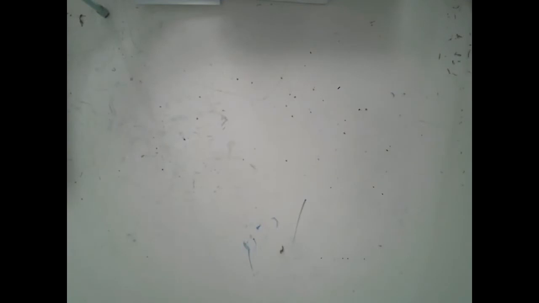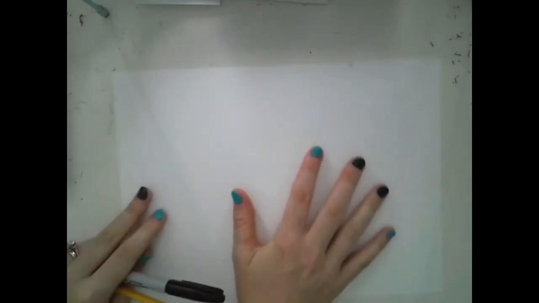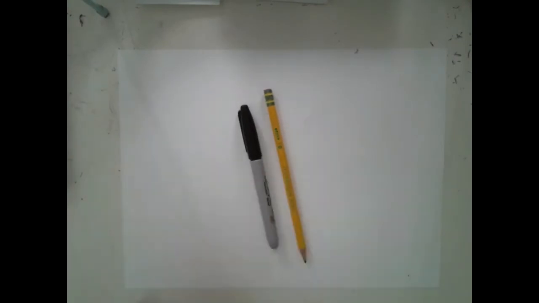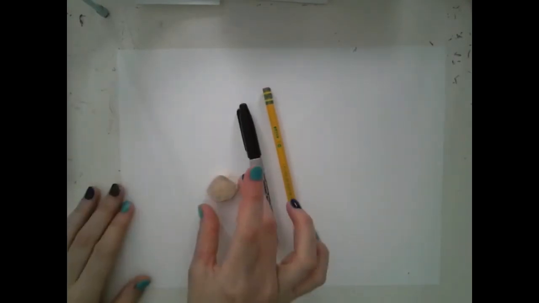You get to decide for this project if you want your paper to go horizontal, across, or vertical, tall. I think for mine I'm going to go horizontal. Now we're going to start with pencil and then trace everything with Sharpie, and then when we're done, go back with our eraser and erase any spots that we didn't quite get exactly with a Sharpie.